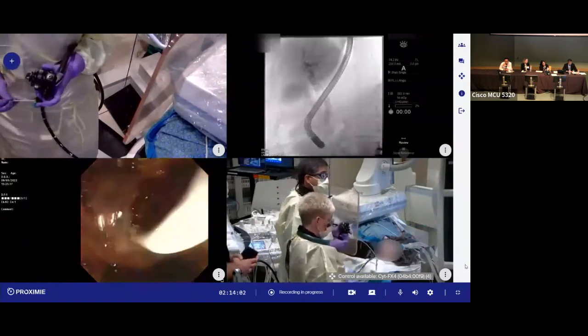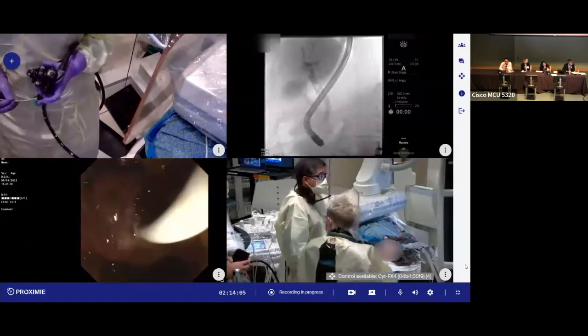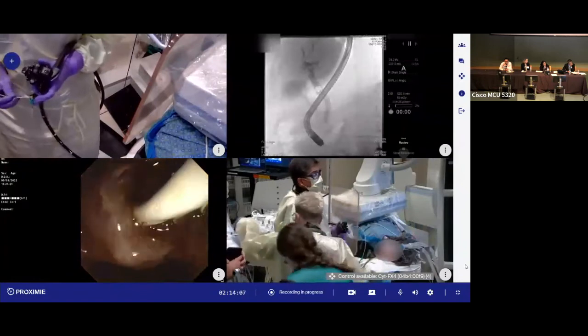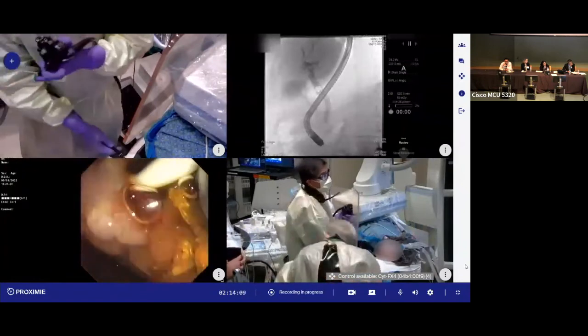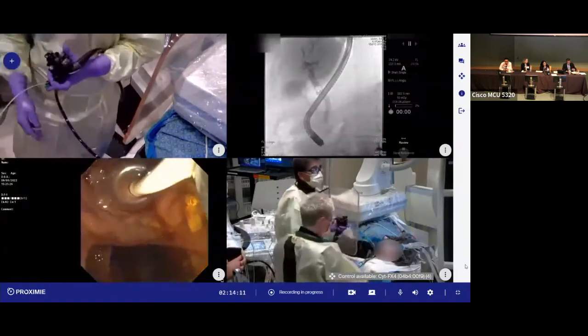Let's do a little irrigation. I think based on that, we're going to do a little sterile saline irrigation. Just a little, we'll be sure there's no small fragments. And then I think we'll be concluding the procedure, I believe.